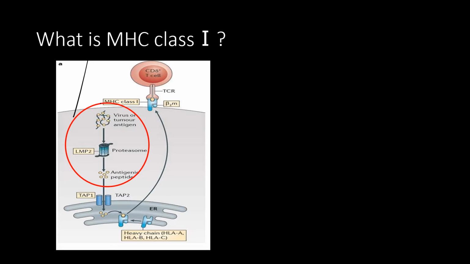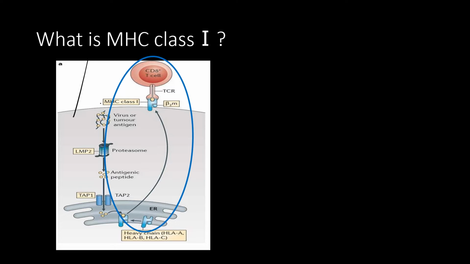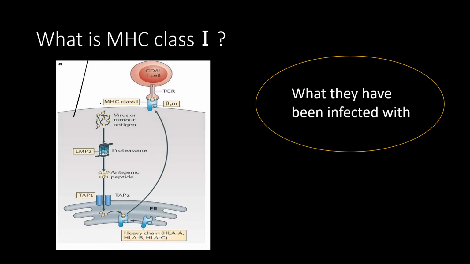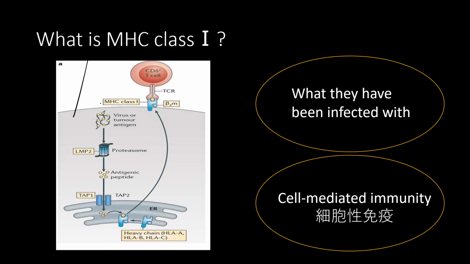In Class 1, the antigen made from the cell is broken down into antigenic peptides. And together with MHC Class 1, the peptides are presented to killer T cells or CD8 plus T cells. In other words, they present what they have been infected with. For example, viral proteins which are produced in virus-infected cells are presented by MHC Class 1. And also, they are working for cell-mediated immunity.